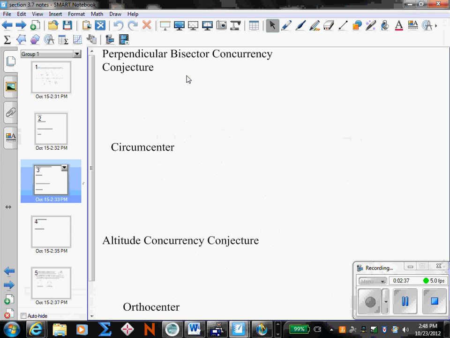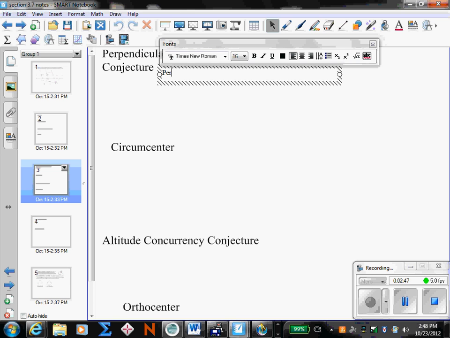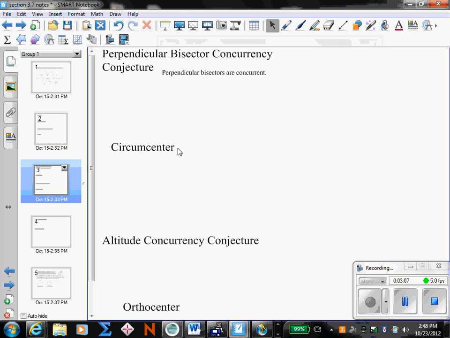And we are going to fill in the conjecture. Perpendicular bisector concurrency conjecture is: perpendicular bisectors are concurrent, and their point of concurrency is called the circumcenter.